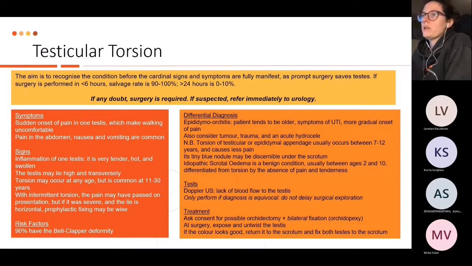Typically, the presentation is essentially pain, exquisite pain, and the patient is usually very unwilling to have anything examined because it's so painful. But what you might notice is that the testis lies horizontally, transversely, and it lies high, because you lose the cremasteric reflex, basically.